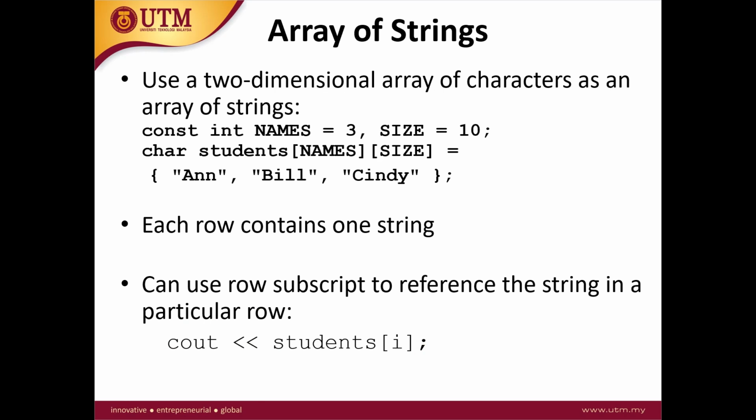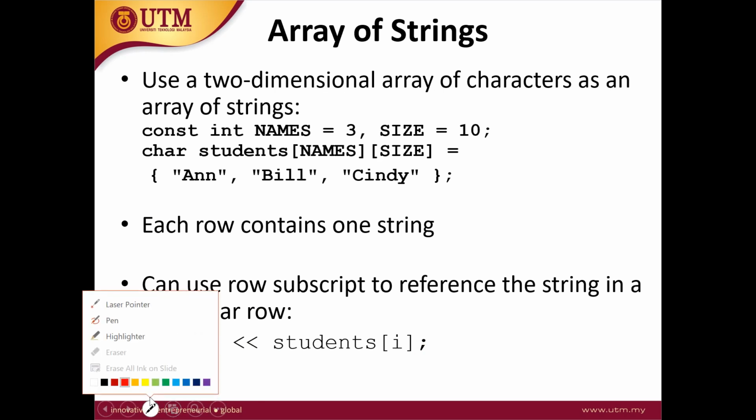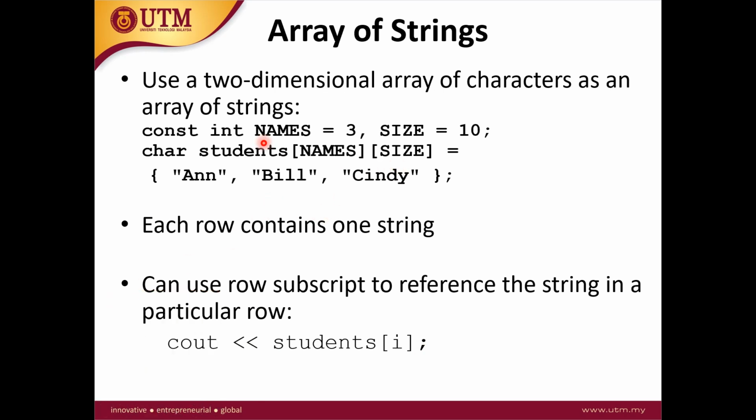and how to use multi-dimensional arrays to hold string values. For example, we've got constant int names equals 3, size equals 10. That means we can use those two values in order to define a two-dimensional array of strings. So we can say char students names size. That means this is going to be the number of the rows, or the number of the elements in that two-dimensional array. This is going to be a two-dimensional array of strings.